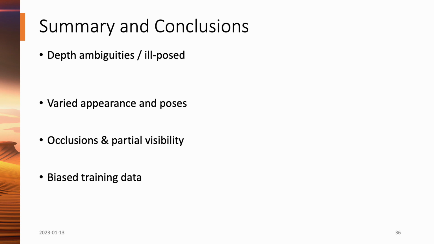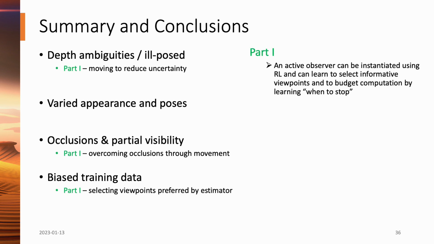It is now time to conclude this presentation and summarize the contributions and conclusions of this thesis. In the beginning, I outlined several challenges in 3D human pose estimation, as seen to the left. Part 1 on active human pose estimation concluded that using reinforcement learning, we could instantiate an active observer and that the agent could learn how to select informative viewpoints and even learn when it has gathered enough information. Such an agent could address the issue of depth ambiguities and the ill-posedness of the problem by gathering more information about the subject in the scene.